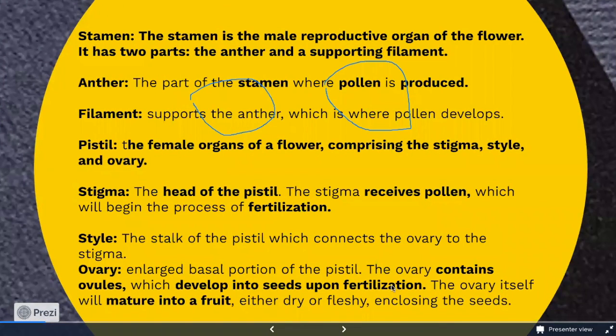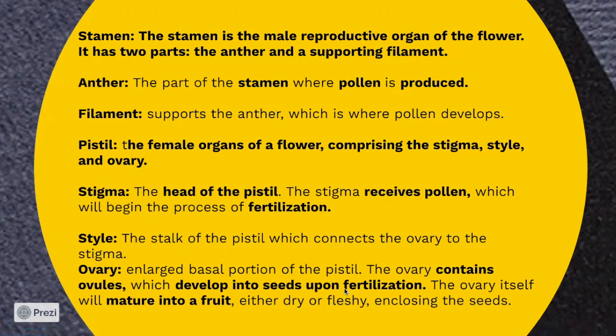Let me take off these annotations. All right. So I'm going to add some more though. So the stamen, again, the left side of the screen that we had circled, has the anther, which is where pollen is produced. Pollen is produced in the anther, and the filament supports the anther where the pollen develops. All right? Anther, pollen, filament, support.